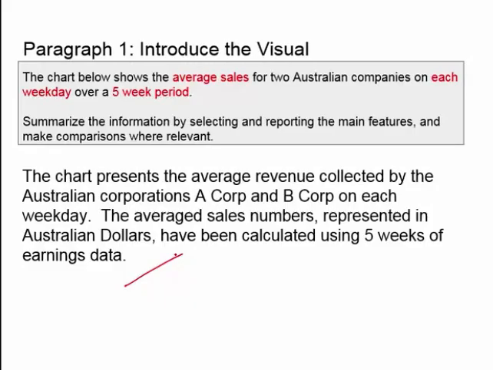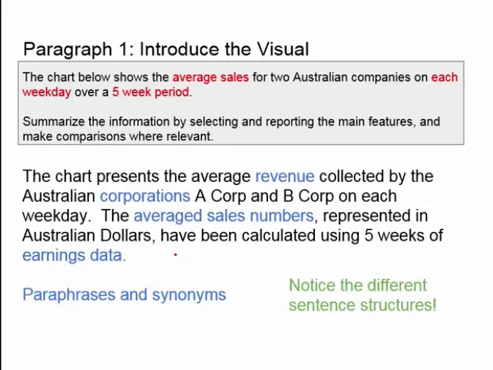Okay, now what I want you to notice is that these words in blue are my attempts to paraphrase the language from the chart and from the directions. Notice that not 100% of the language is different, right? It's hard to find a different word for average, right? So we use that here below.